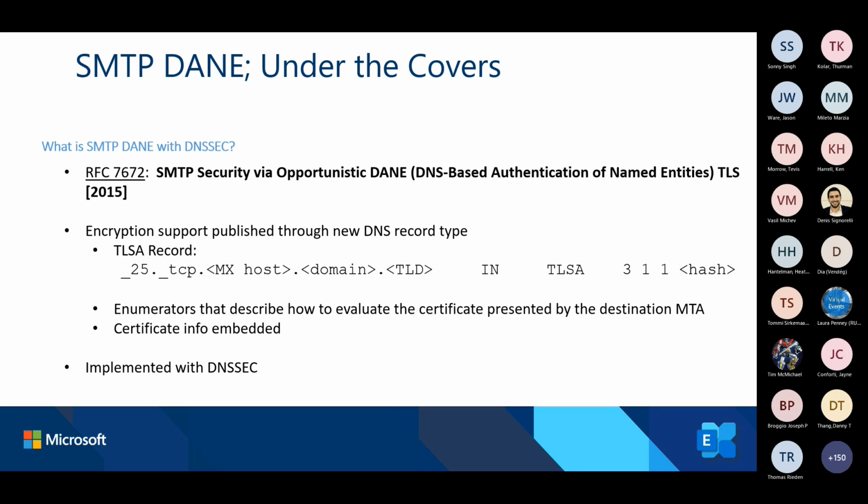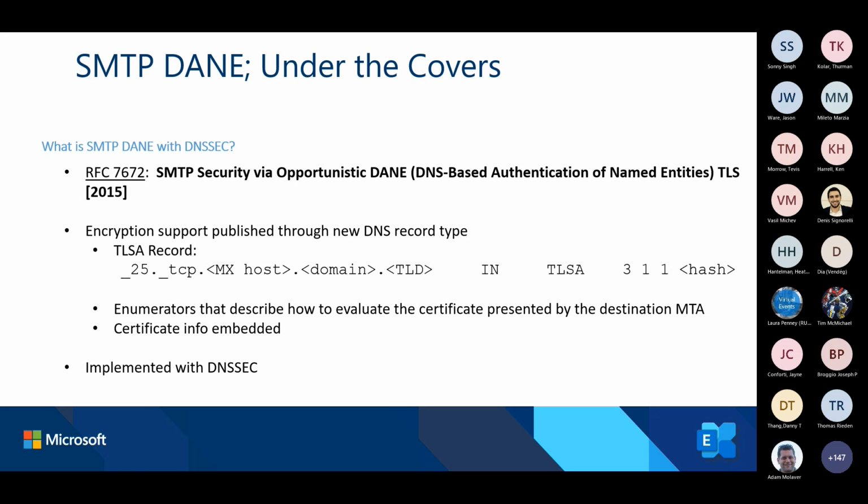So you can have one MX that's secured by TLSA and then another that's not, and that way you have some fallback if you want. And then the MX host, and then the domain and top level domain. We see on the right a 311 and then a hash, right? The 311 are specific to the TLSA record, and they are enumerators. They describe what the sender should do with the destination email's cert once it has received it after the STARTTLS command.